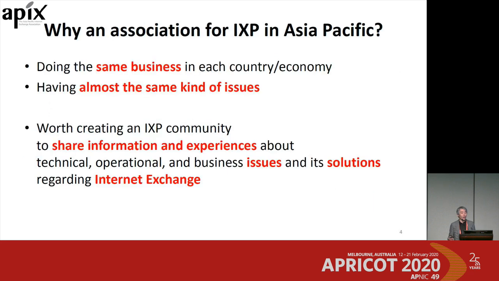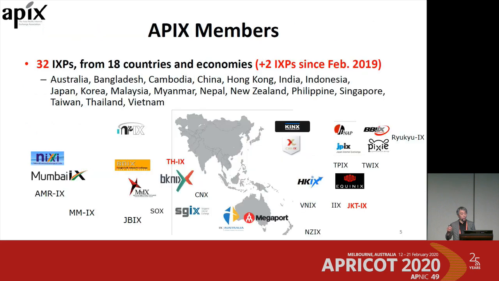So why an association for IXPs in APAC? That is almost the same reason as for Euro-IX. We refer to Euro-IX, so we need this kind of association in Asia as well. Ten years ago, we established our association. Currently the members are 32 IXPs from 18 countries and economies.